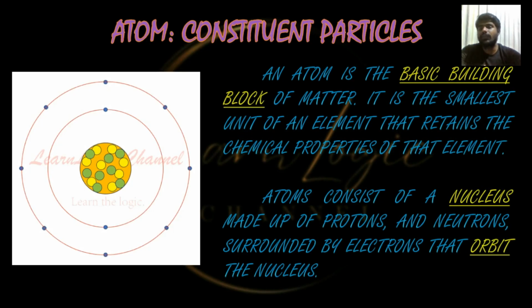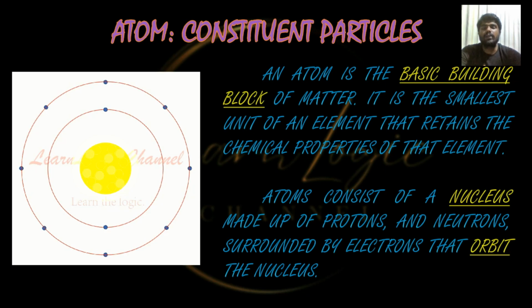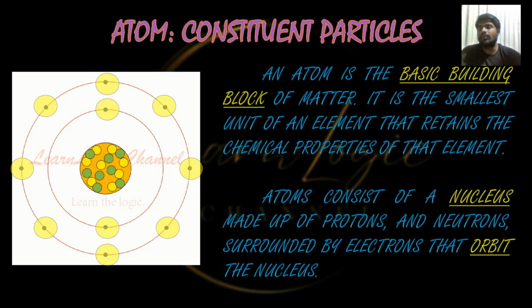First, atom and its constituent particles. An atom is the basic building block of matter. It is the smallest unit of an element that retains the chemical properties of that element. Atoms consist of a nucleus made up of protons and neutrons surrounded by electrons that orbit the nucleus. Here in the left hand side video you can see the yellowish region, that is the nucleus, which has protons and neutrons embedded in it, and outside of that nucleus the electrons are revolving around it.